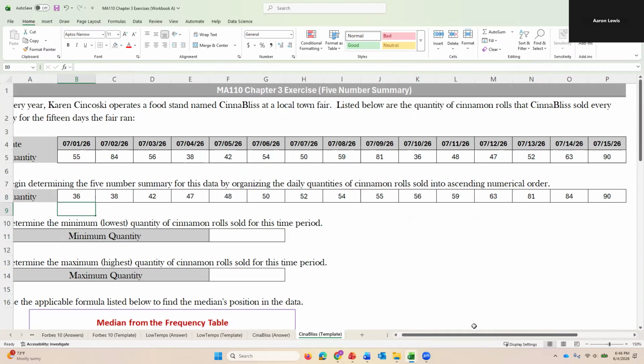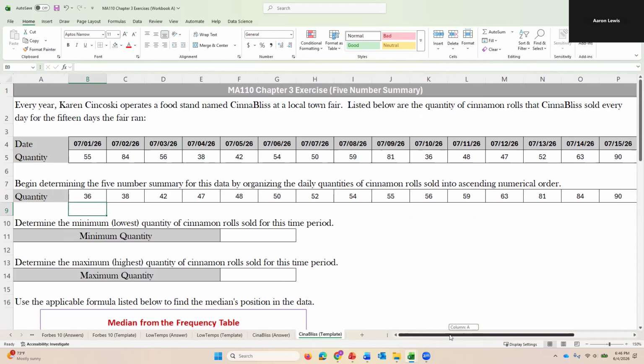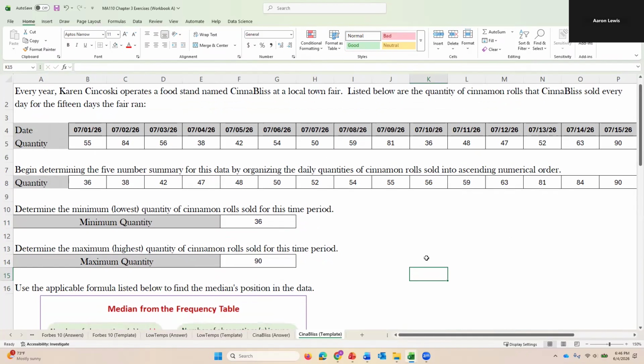So let's start with the two easiest things to find in the five number summary, and that is the minimum, or lowest amount, and the maximum, or highest amount. Since we have these in numerical order, I can pretty quickly see that the minimum quantity is 36, and that the maximum quantity was on the final day of the fair, trying to sell out stock. They must have had a sale of 90. So those are pretty easy to find.